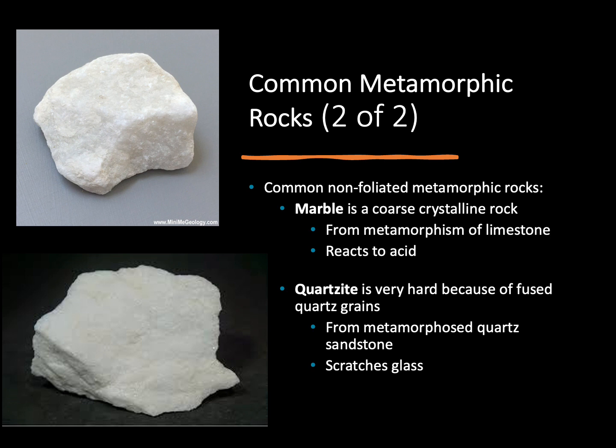So with our foliated metamorphic rocks, you can look at them and be able to easily identify which one is which by looking at a photo. But for our non-foliated metamorphic rocks, we would have to do a quick test in the laboratory. If it reacts to acid, it'll be that metamorphic rock marble. If it doesn't react to acid but can scratch glass, it's a metamorphic rock called quartzite.